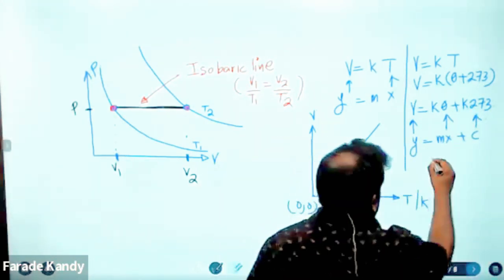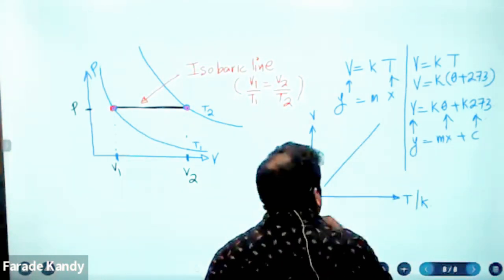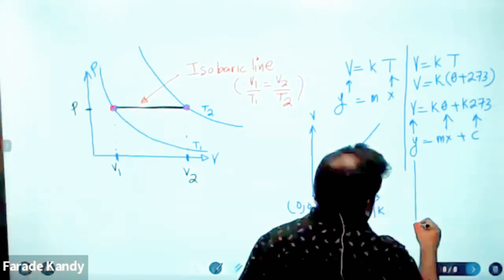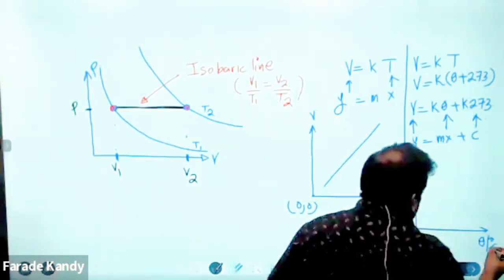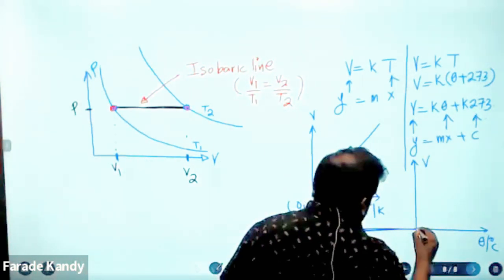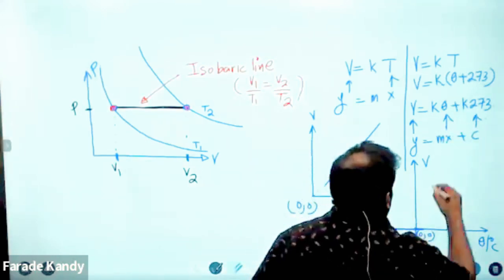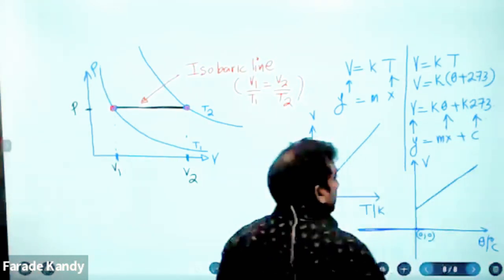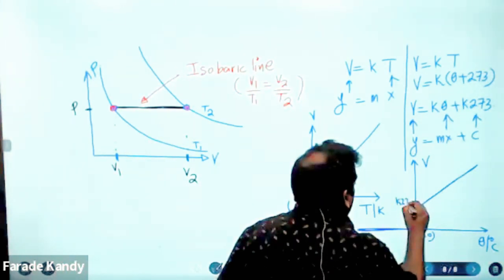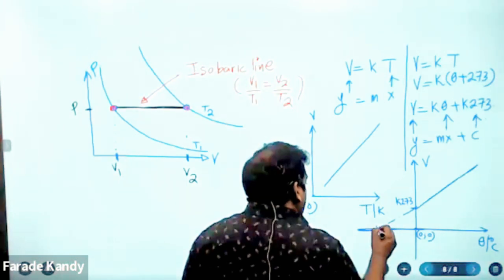So if I plot the graph, temperature in Celsius, volume here, negative side is also there. 0, 0 is y equal mx plus c. And the best part, extend it. Here, k times 273. If you extend this, because the gradient is k, it will cut somewhere here.